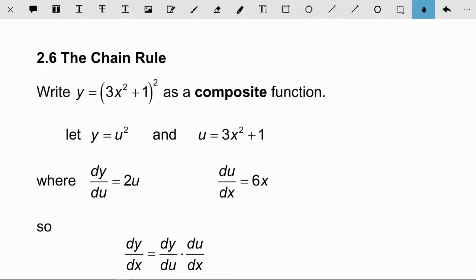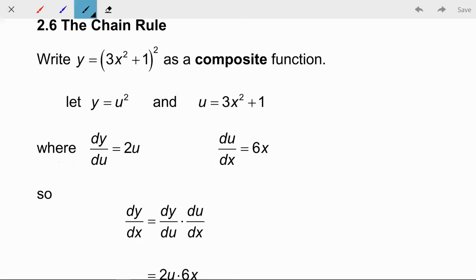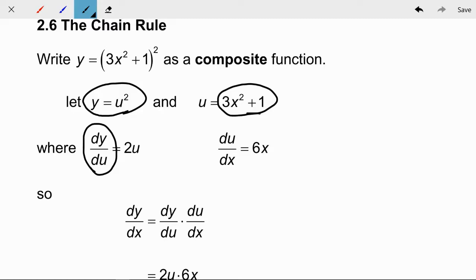And when I say a simple example, we're just going to look at this 3x squared plus 1 squared. So what we're going to do here is treat this as a function that has layers to it. So you treat it as a composite function. The inside part, the 3x squared plus 1, we're going to call u. Then if that's the case, y can just be written as u squared. And now notice if I take derivatives here, I get dy du because my y is now in terms of u. dy du is 2u. du dx is 6x.